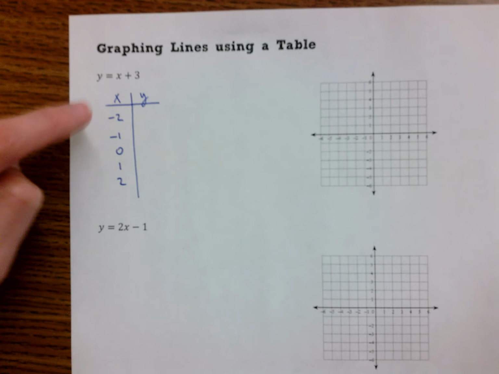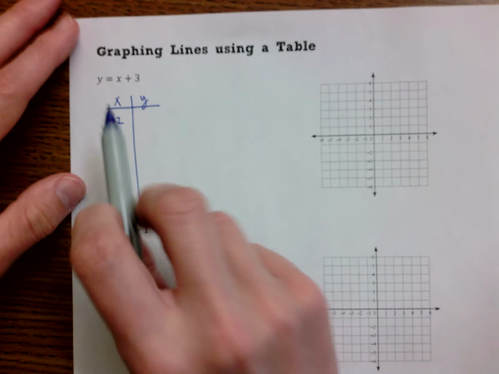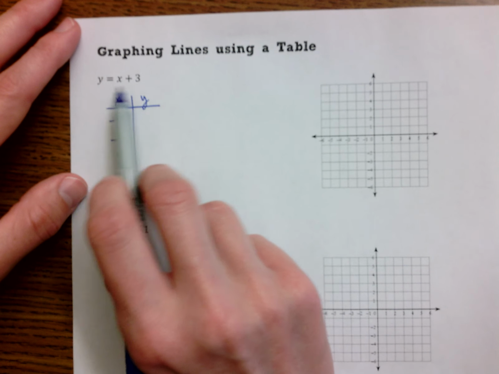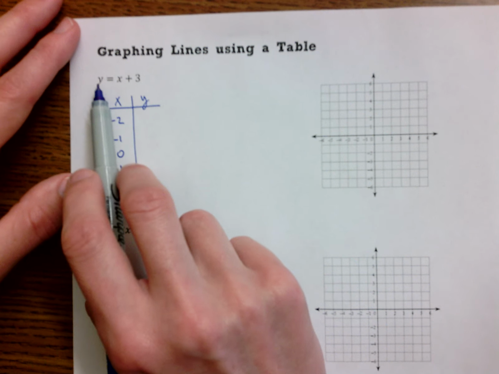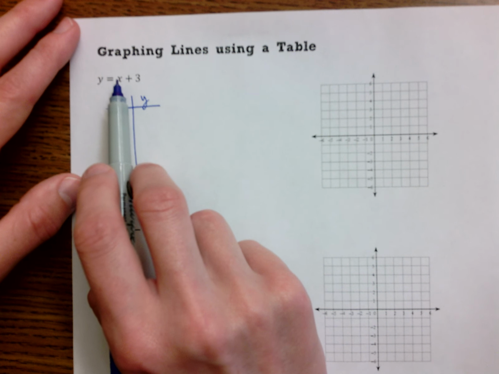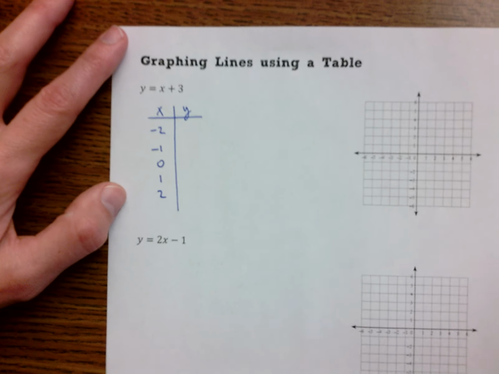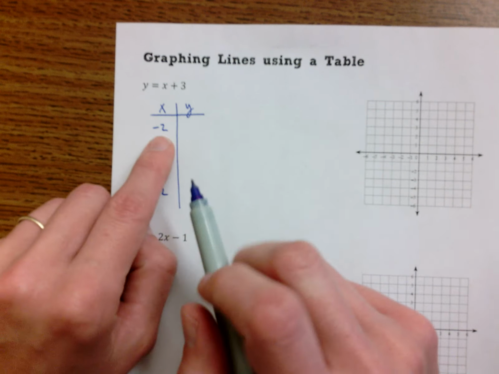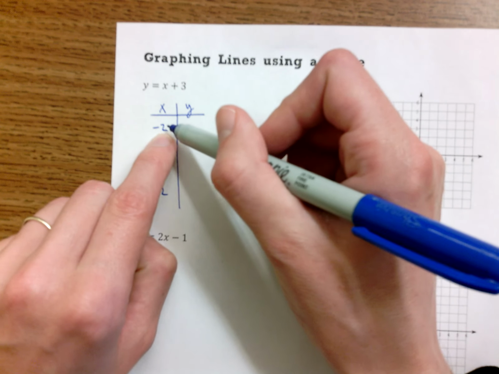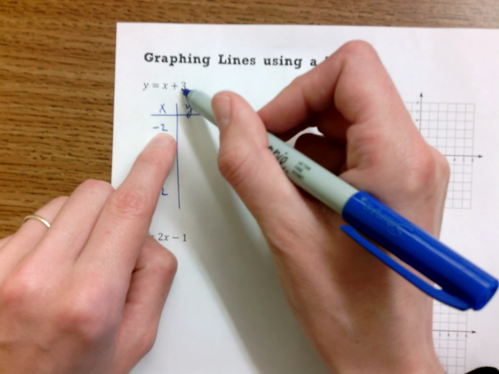All right, now we need to figure out what the corresponding Y coordinate is. So that's where this rule up here comes into play to help us out. This rule is telling us that to find the Y value, you take the X value and you add 3 to it. It says if you want to know what the Y number is, take the X number and add 3. So for this guy, if my X number is -2, I'm going to do -2 plus 3.